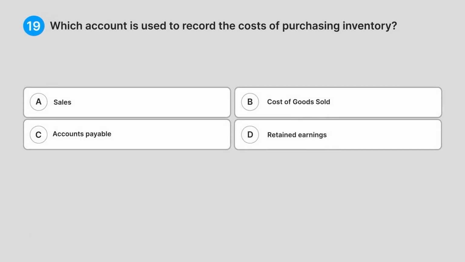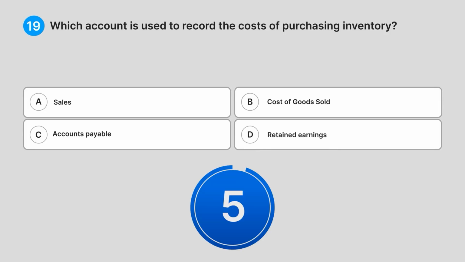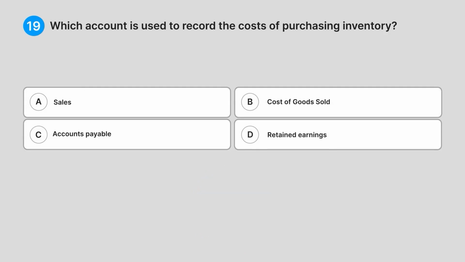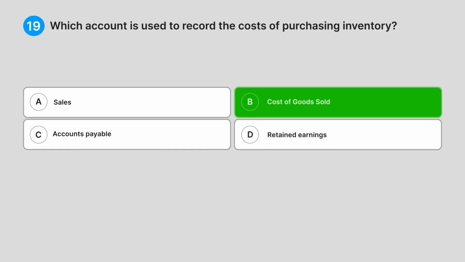19. Which account is used to record the costs of purchasing inventory? A. Sales. B. Cost of goods sold. C. Accounts payable. D. Retained earnings. Do you know the answer? Correct answer, B. Cost of goods sold.